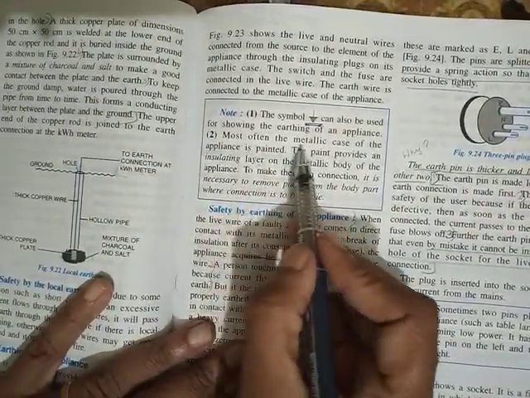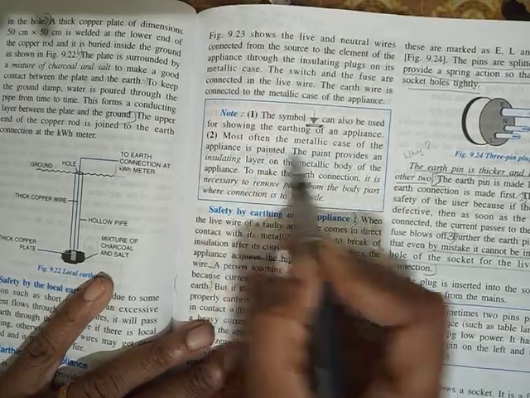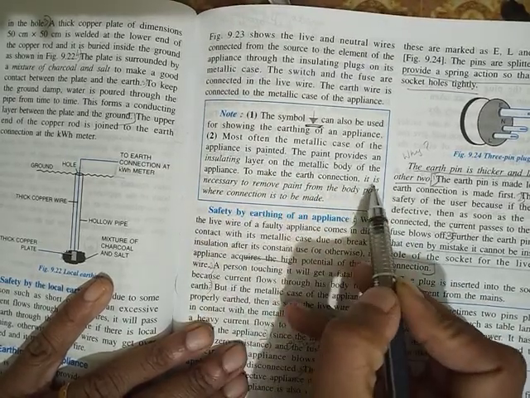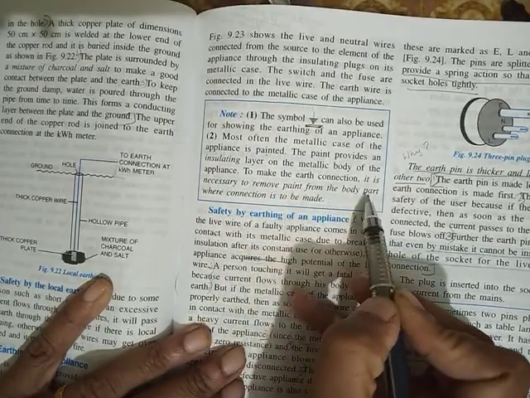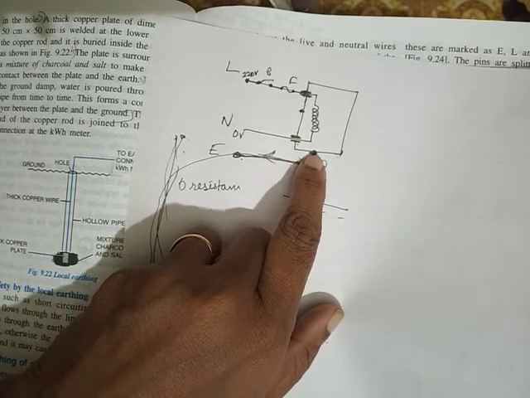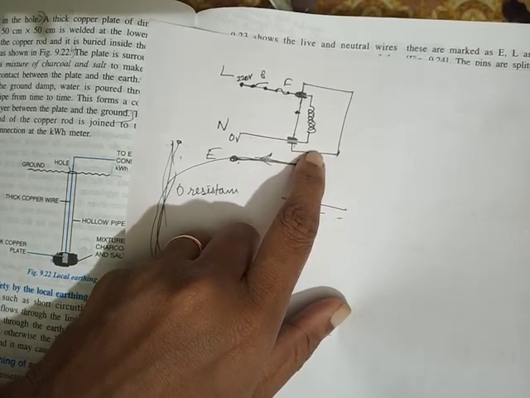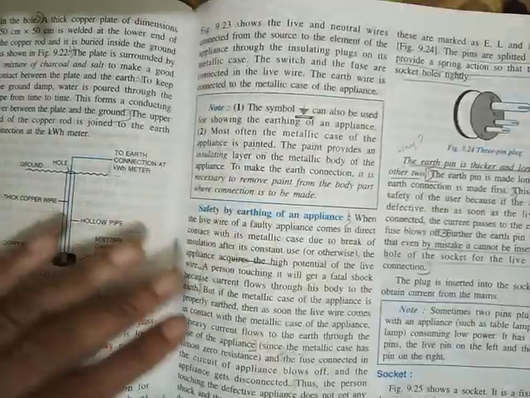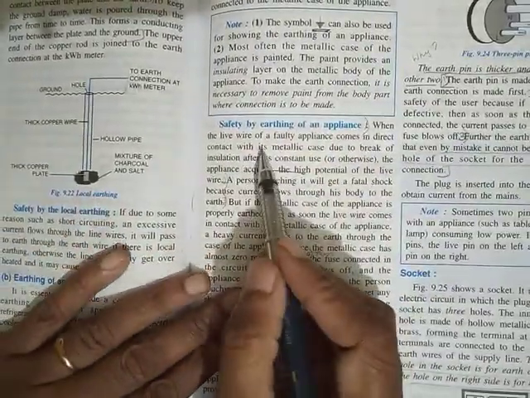Most often the metallic case of the appliance is painted. The paint provides an insulating layer on the metallic body. To make the earth connection, it is necessary to remove paint from the body part where connection is made. Exactly where you are making the connection, at that point they will scrape off the paint so that direct contact is made with the metal part. Okay.